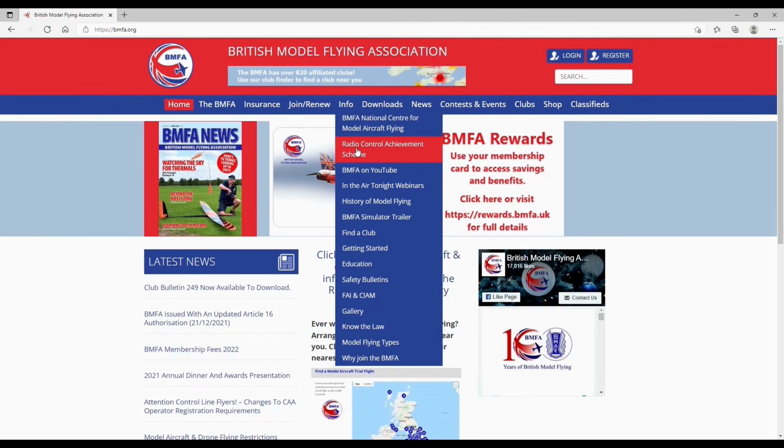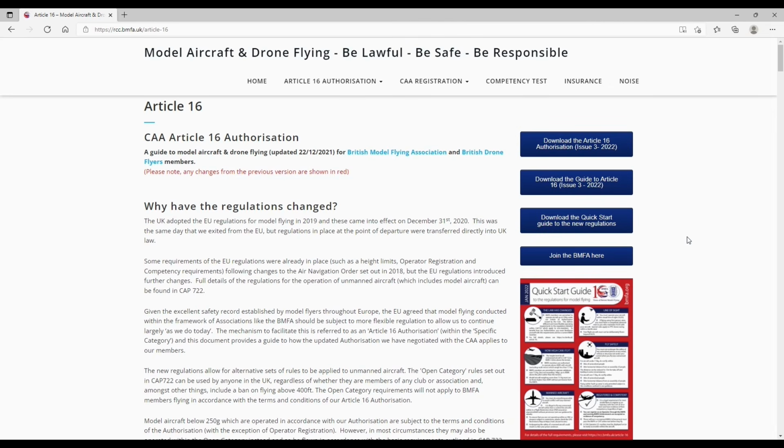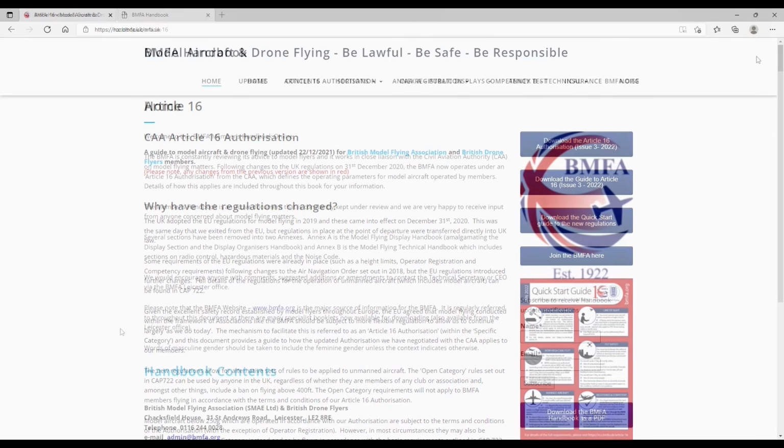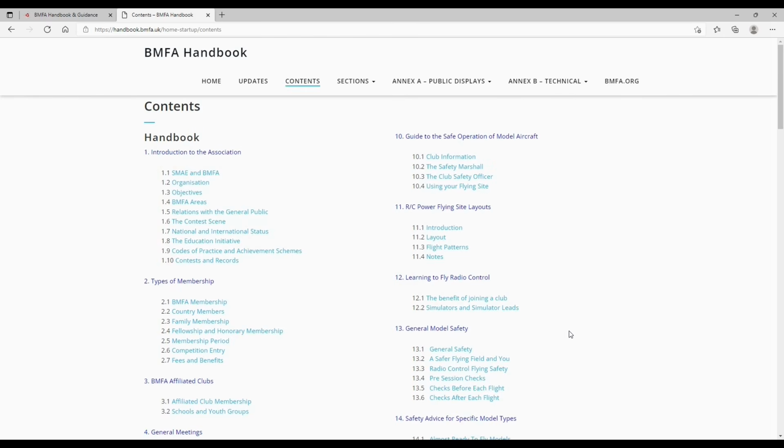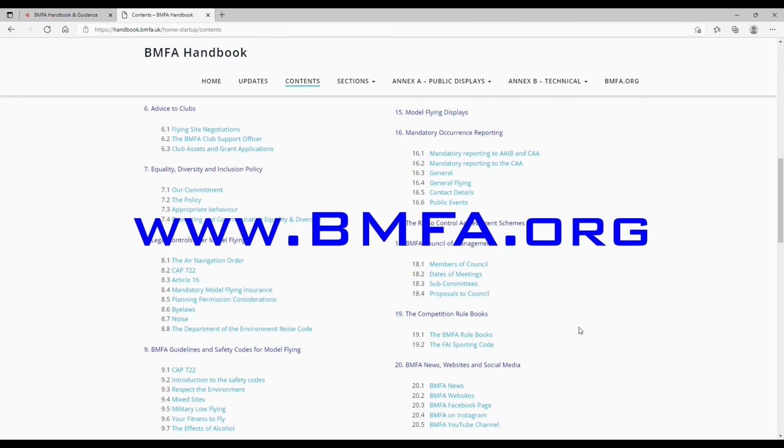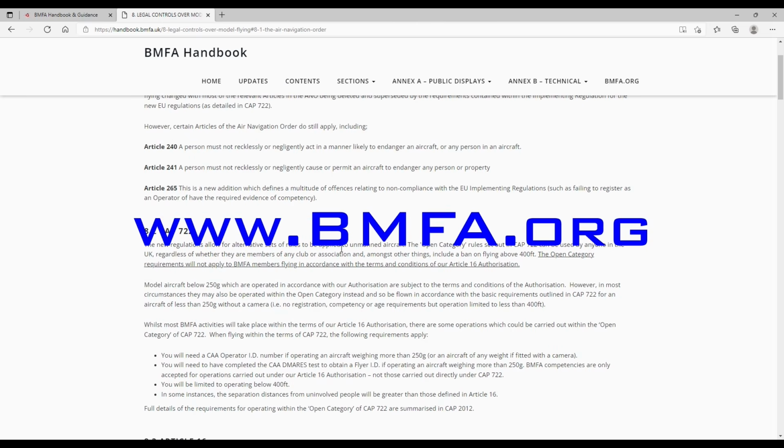The rules that govern us are the Air Navigation Order, CAP 722 and Article 16, and that's mainly what this video is going to focus on. The easiest way of finding the regulations is through the British Model Flying Association website, www.bmfa.org.